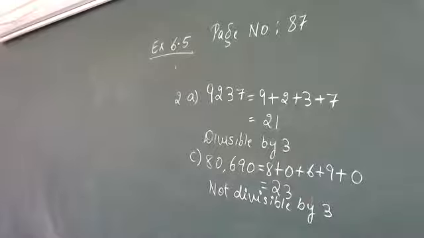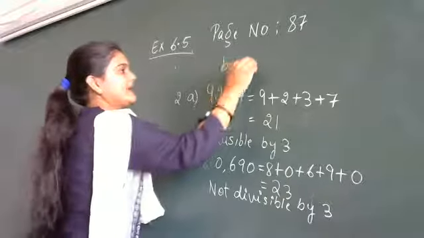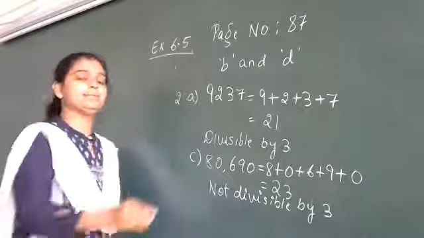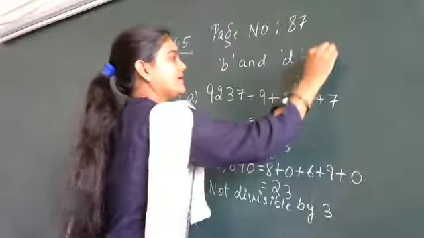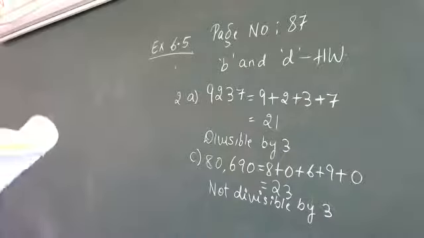Yes. So in the same way, you will have to solve the remaining examples. B and D is for homework. See here, method D, B and D, called homework. B and D is for homework.